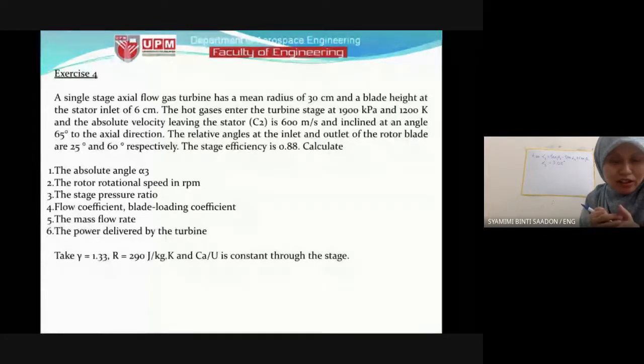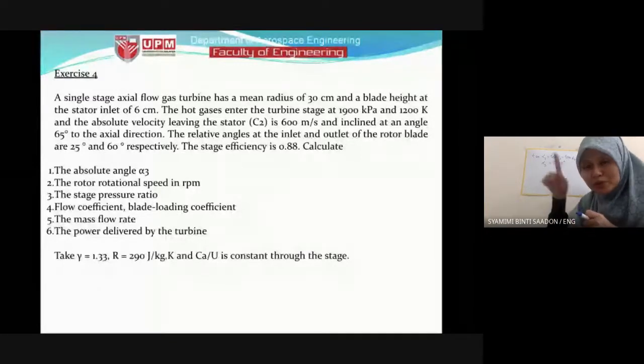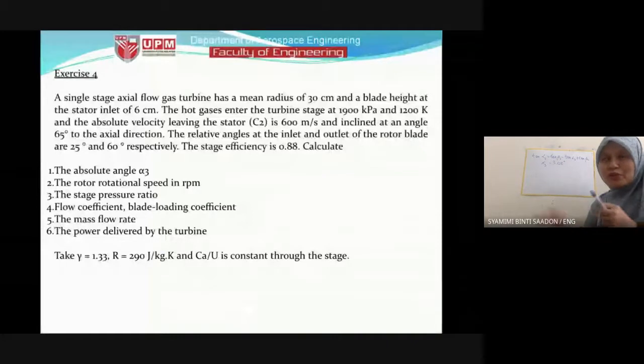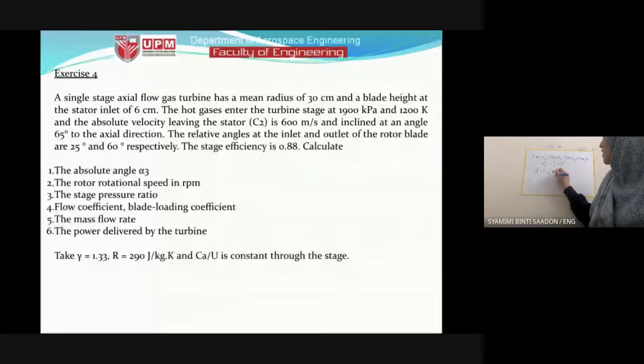Next, the rotor rotational speed in RPM. The rotor rotational speed is related to U, and then we need to change it into RPM. But first we can calculate U. Since we have C2 given and we have alpha, we have this equation for U, with CA.